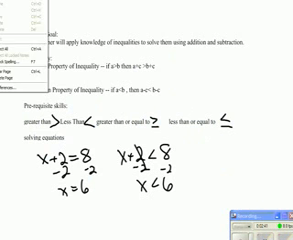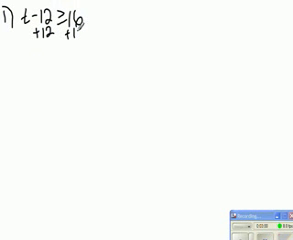All right, I'm going to go ahead and get a new page. So if I look at number 1 on the study guide, it says t minus 12 is greater than or equal to 16. If this is an equation, I would want to add 12 to both sides. You'd do the same thing with an inequality. So t is greater than or equal to 28. They also ask you to check your solution.